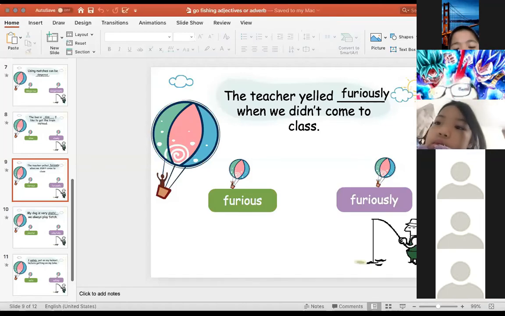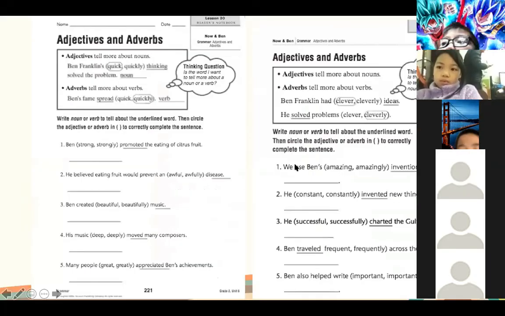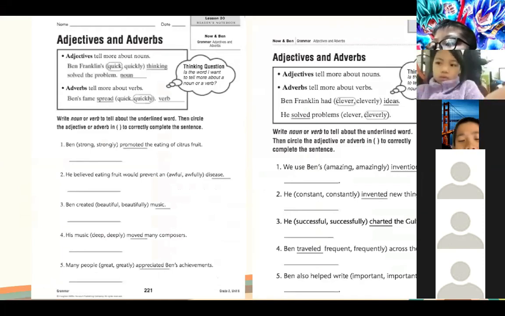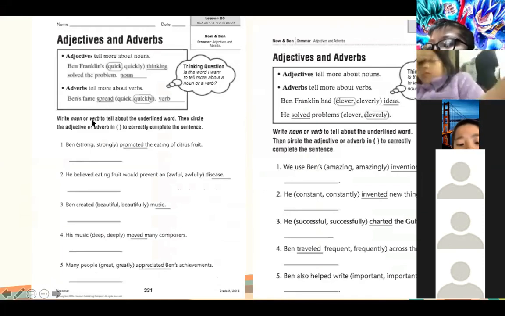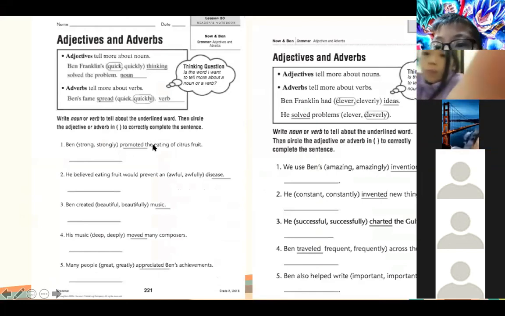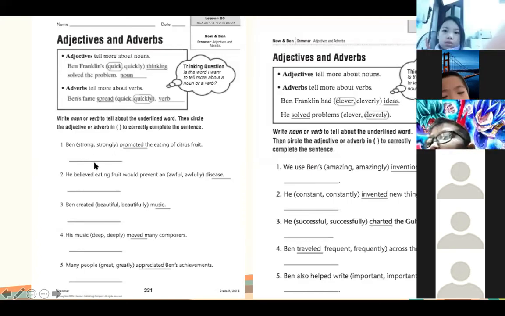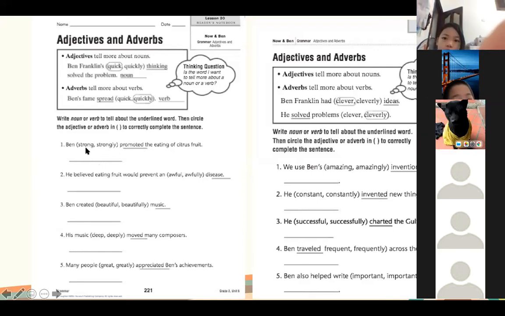Let's have a look at our homework. So we've got 2 sheets for homework. Have a look. So these will be put into a Google form for you. What I want you to do is you write noun or verb to tell whether the underlined word is an adverb or an adjective. So here, Ben strong or strongly promoted the eating of citrus fruit. So what I want you to do is I want you to pick the correct word that should go here. Are we going to use an adverb or are we going to use an adjective? Which word are we going to use?